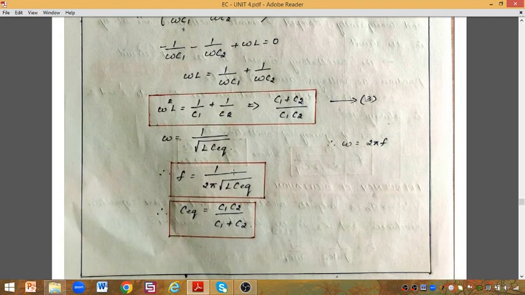So omega square is given by 1 by L into C equivalent, and omega is given by 1 by root of L into C equivalent. Already we know omega is equal to 2 pi f, so you just substitute omega equal to 2 pi f, and the frequency of oscillation f is given by 1 by 2 pi square root of L into C equivalent.